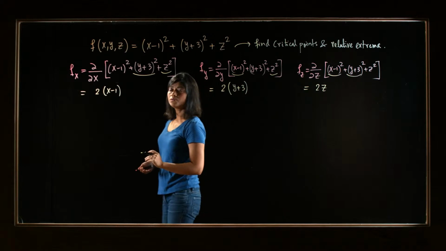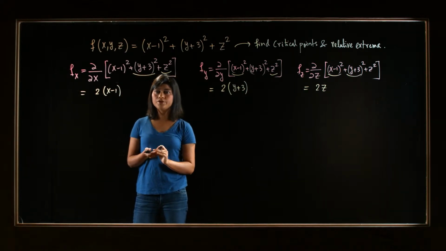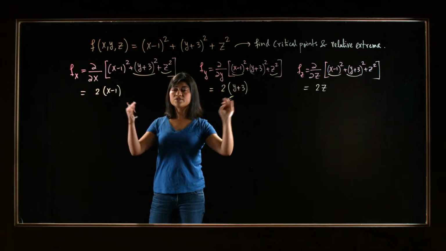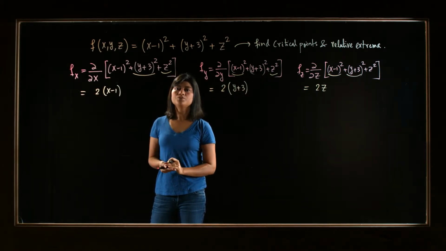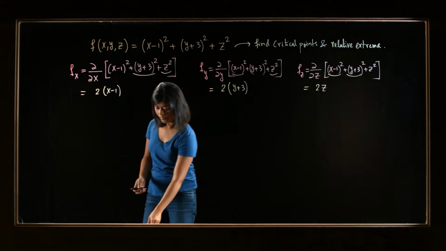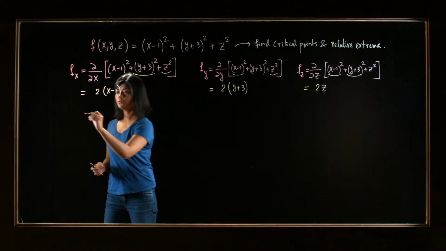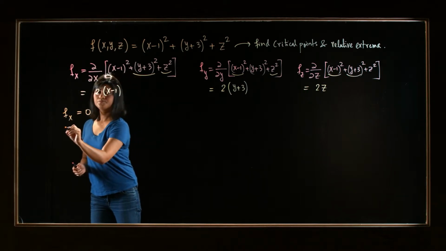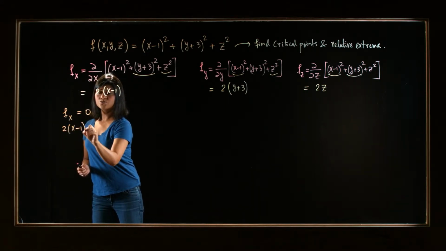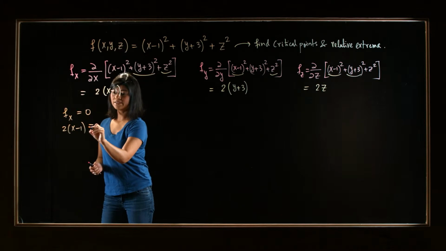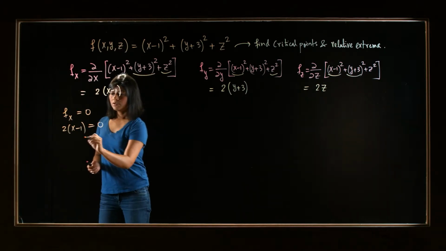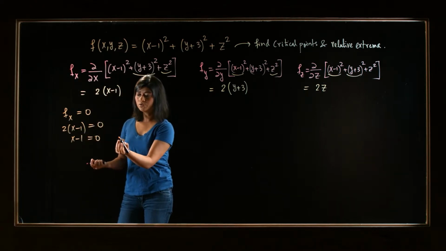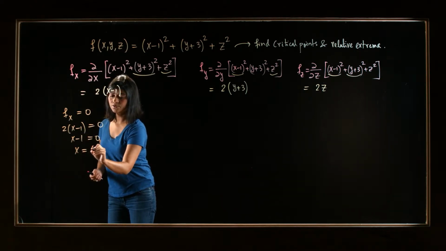Okay. Now, how do we compute the critical point? We have to set each of these partial derivatives equal to 0 and see what point we can find. All right. So fx equals 0 gives us 2 times (x minus 1) equals 0, which means x minus 1 is 0. You divide both sides by 2, which means x is equal to 1.